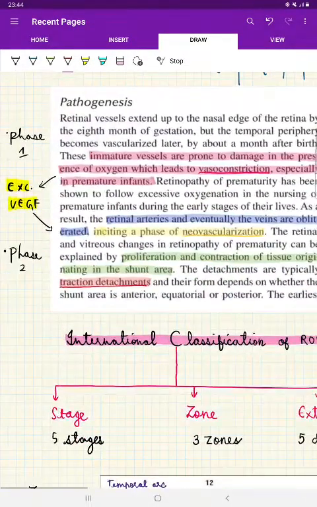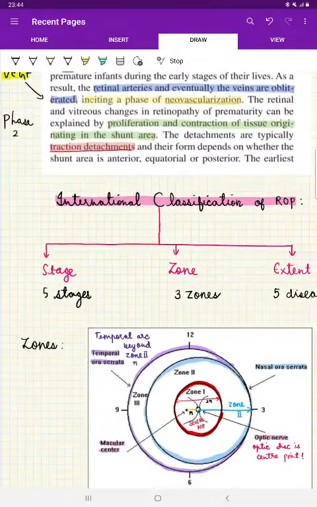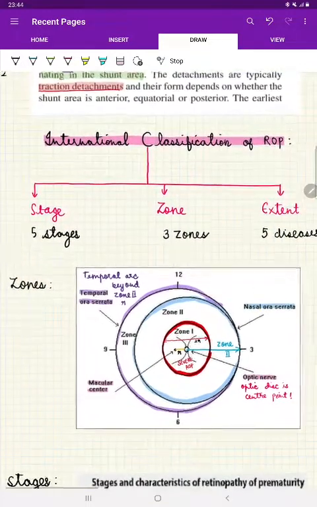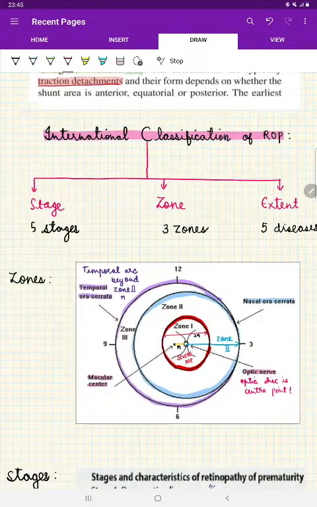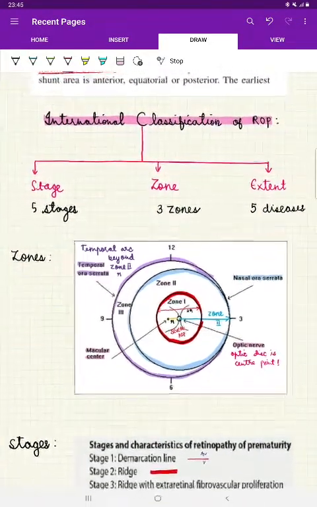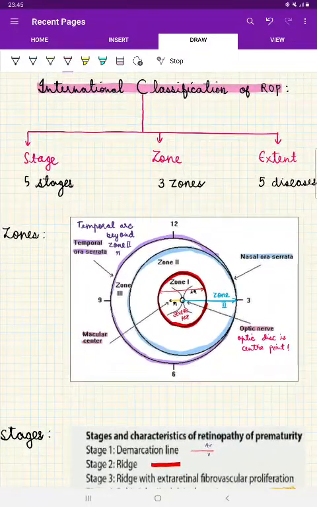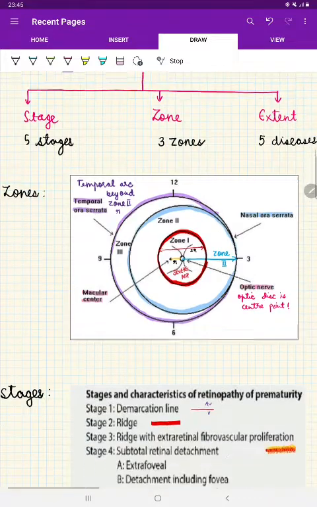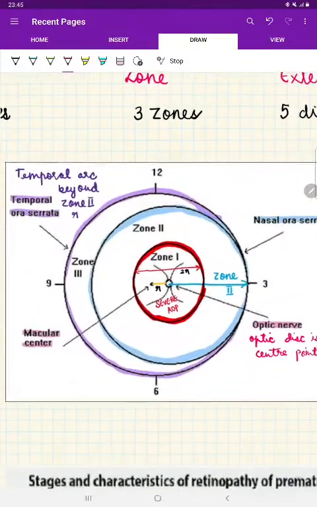Now we are continuing with the classification of retinopathy. This is very, very important. Without understanding this classification, we cannot understand the concept behind the retinopathy of prematurity. The international classification of ROP has given stage, zone, and extent. Let us see one in detail. First, we'll see the zones.